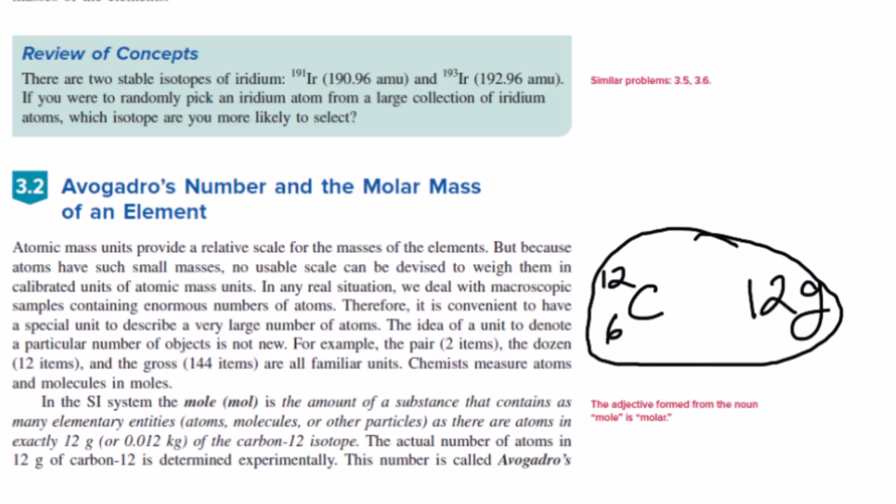Okay, and experiments and analysis show that in 12 grams of carbon-12, there are 6.0221413 times 10 to the 23rd carbon-12 atoms.